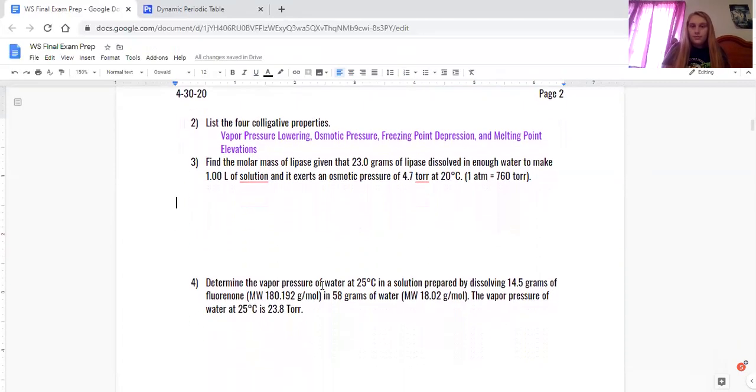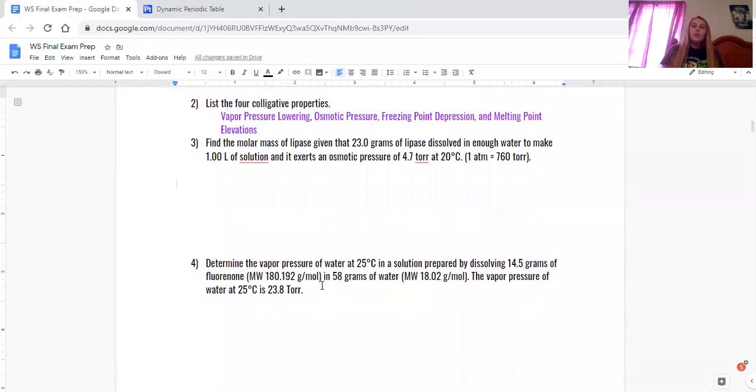So we have vapor pressure lowering, osmotic pressure, freezing point depression, and the melting point elevation. And so that's what is going to change whenever you add more solute, a substance that dissolves in a solvent. So the vapor pressure is going to decrease, it's going to lower. You have the osmotic pressure and how that's going to change. You have the freezing point, that's going to get lower, it's going to depress. And the melting point, that's actually going to get higher.